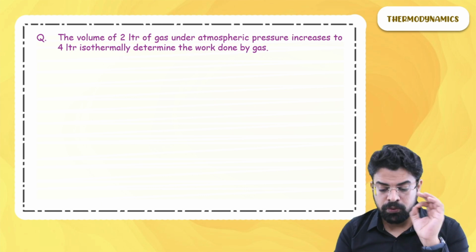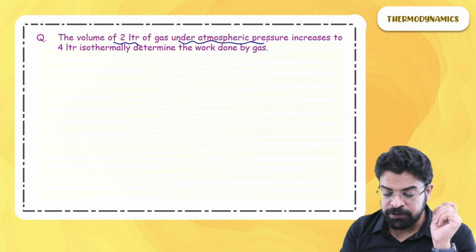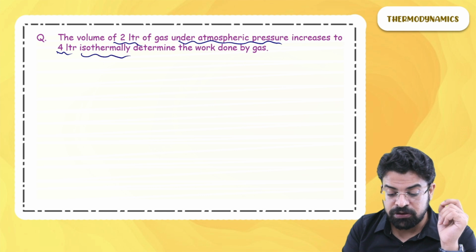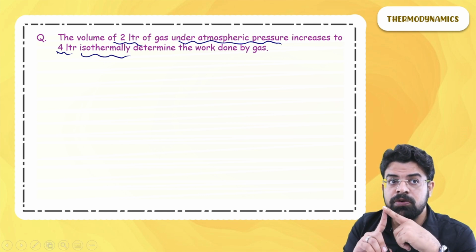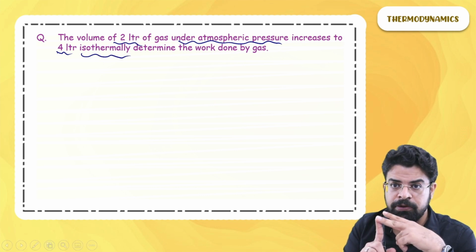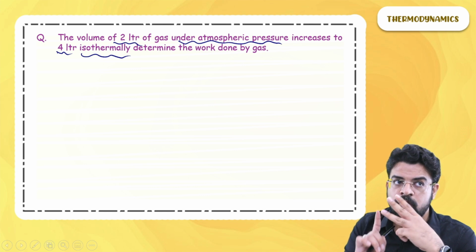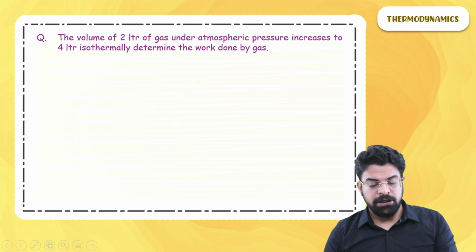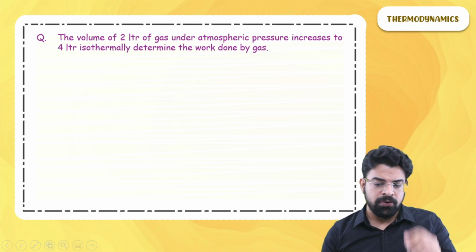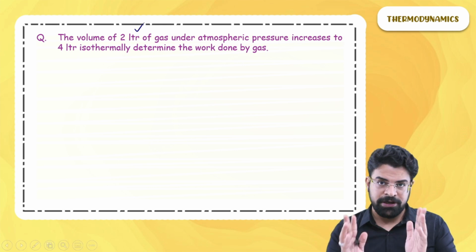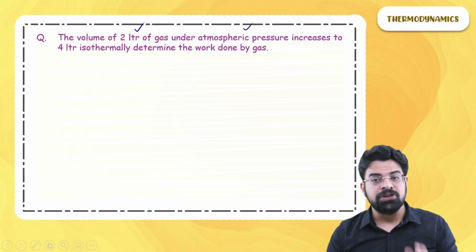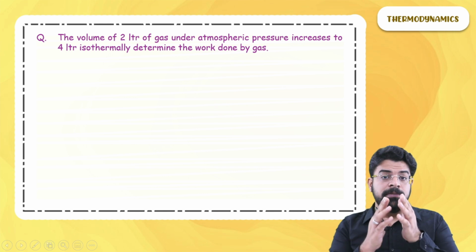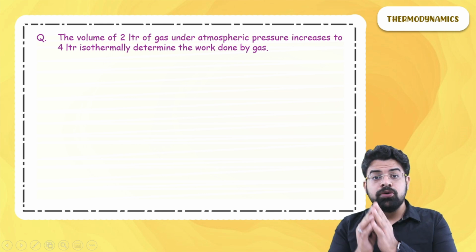So there is 2 liter of gas under atmospheric pressure. Its volume increases to 4 liter isothermally. Determine the work done by the gas. First of all, you should know that liter is not an SI unit, and atmospheric pressure is also not an SI unit of pressure. So you should know how to convert the volume from liter into meter cube.